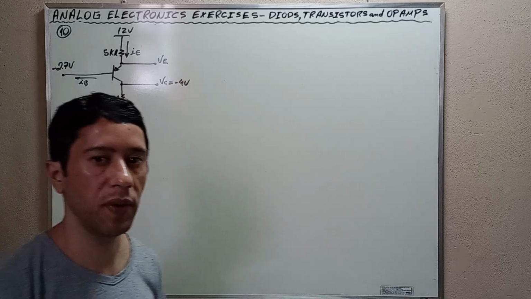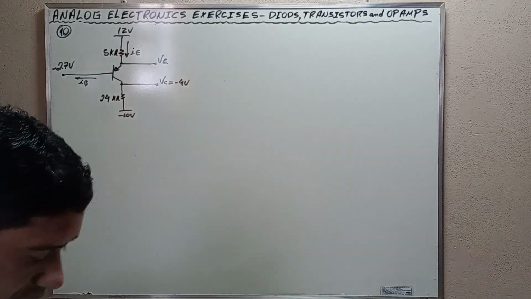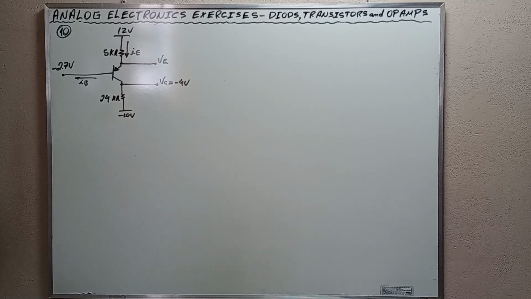Exercise number 10 now, my friends. In the circuit of the figure, the collector voltage is negative 4 volts. Calculate the voltage at the emitter such that the current gain is suitable for heavy loads, for example, a DC motor. Okay, my friends, this is the exercise. Let's go to the solution.